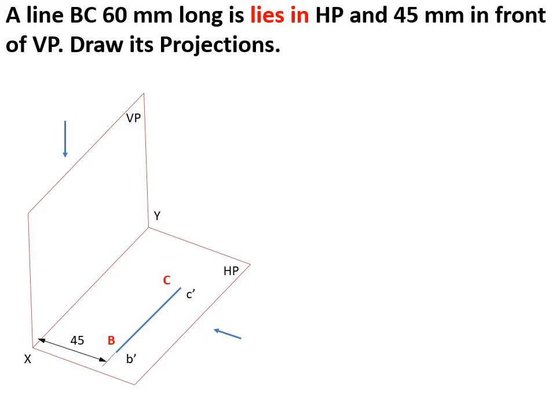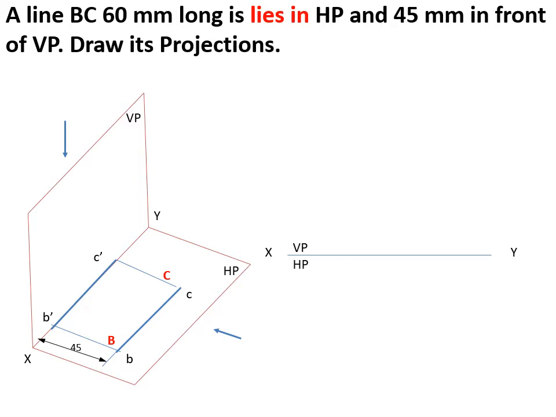Hence it is lying on the XY reference line. So B dash C dash is lying on the XY reference line, nothing but our front view. The top view, after the rotation of the horizontal plane by 90 degrees, goes to XY. Now we will proceed with the front view. B dash C dash, the length of the line, is 60 mm.